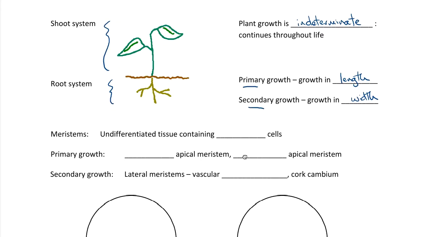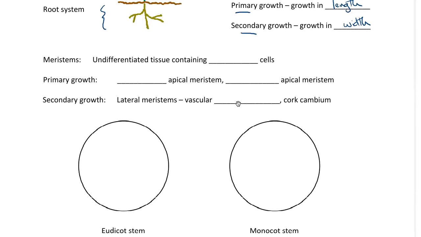Growth in plants happens as a result of the functioning of meristems. Meristems are undifferentiated tissue regions that contain stem cells. Remember that stem cells are undifferentiated cells that can give rise to multiple different kinds of cells. Now, there are different kinds of meristems depending on whether we're talking about primary or secondary growth.